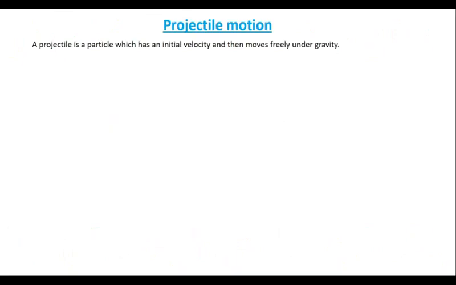So let's begin. What is a projectile? Well, a projectile is a particle which has an initial velocity and then it moves freely under gravity. So we have a projectile motion when a particle is projected at an angle to the horizontal and hence makes the particle travel in a parabolic manner. What do I mean by this?